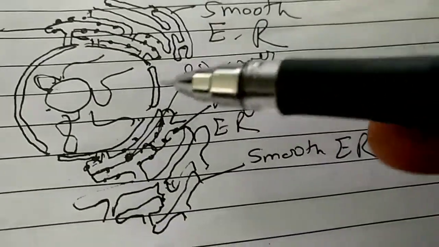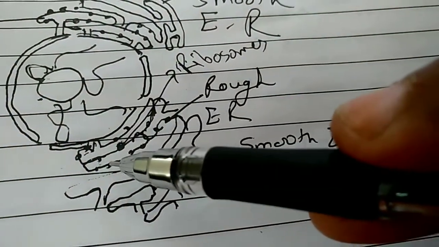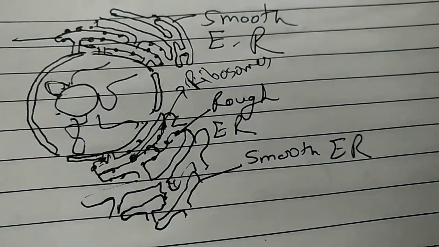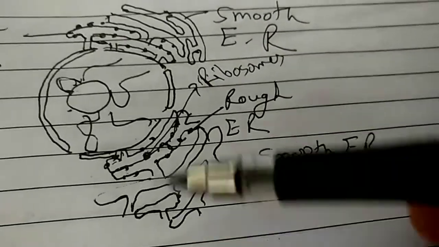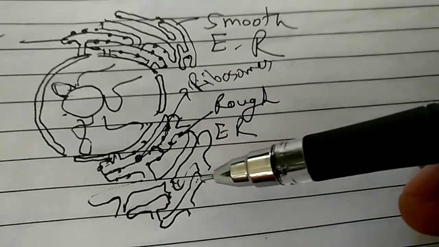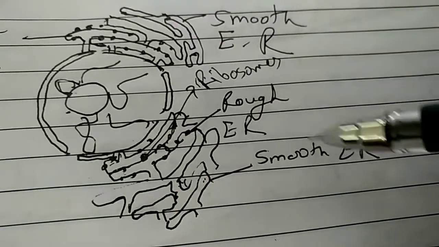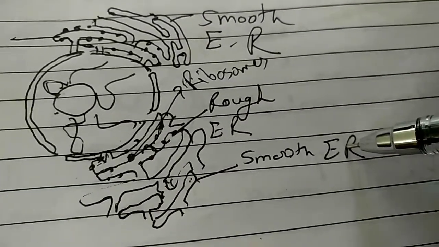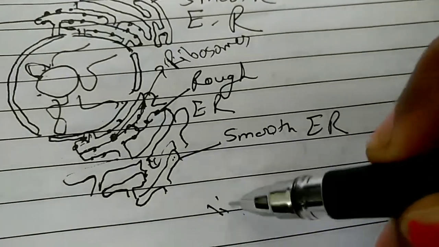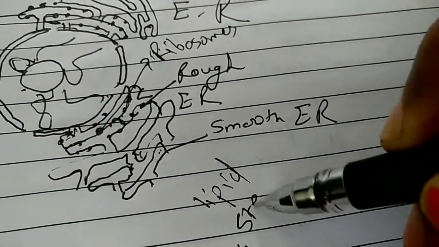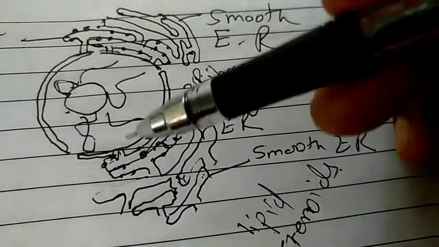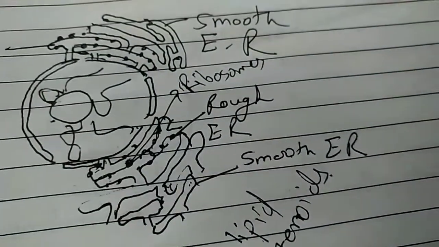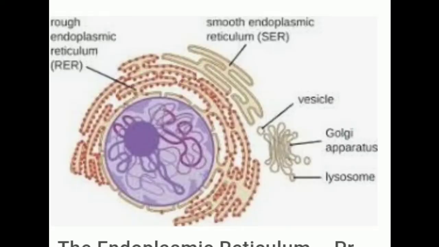Now it is made up of many tubules and sheets. These tubules are filled with fluids, and these fluids are useful for protein synthesis. And when the endoplasmic reticulum does not have ribosomes, it is called smooth endoplasmic reticulum. It is involved in lipid synthesis, steroids.